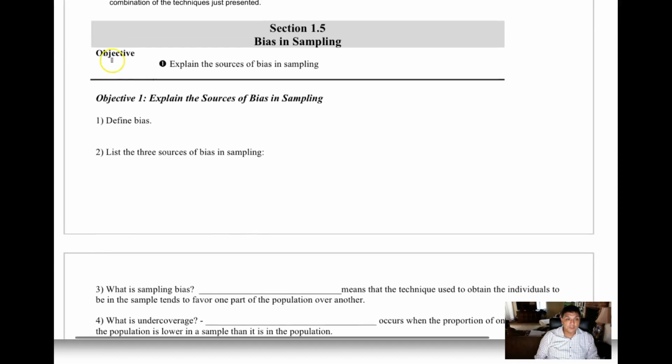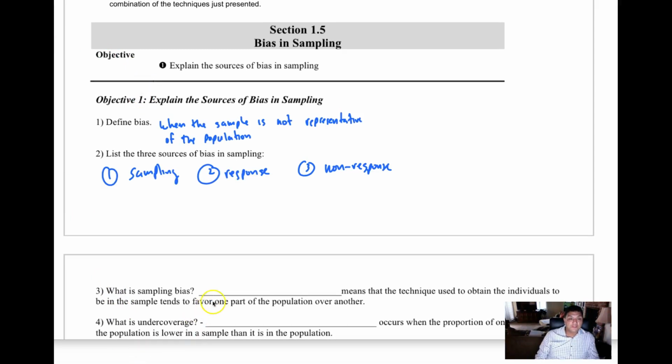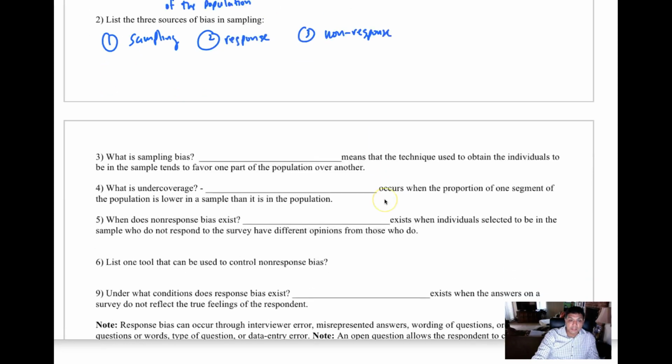So on your note sheets, the first question is define bias. That definition that I showed on the PowerPoint: when the sample is not representative of the population, we have bias. An example of that is, let's say we want to interview a population of equal amounts of males and females. We want to know what the population thinks, and we interview 90 male and 10 female. There's going to be some bias potentially in that. That's not representative of the population, which would be 50-50. And so those are the sources of bias: sampling, response, non-response.